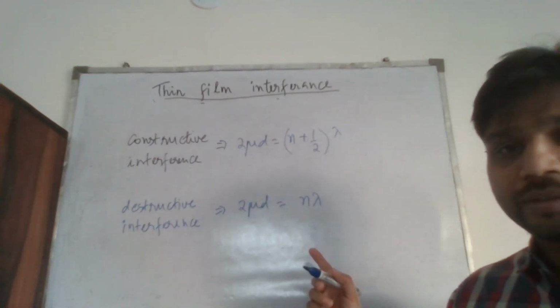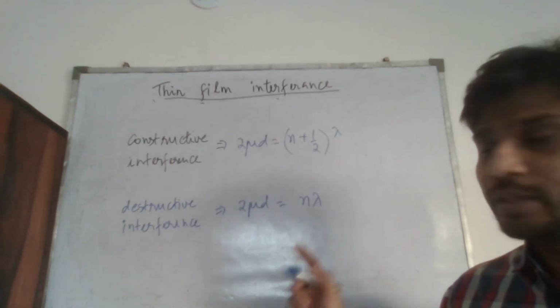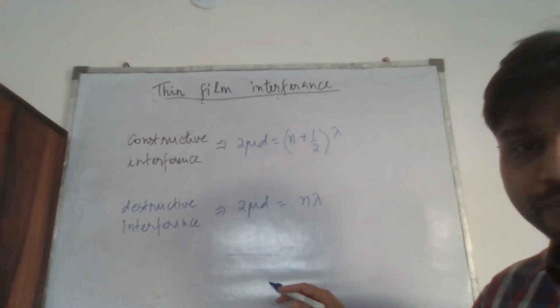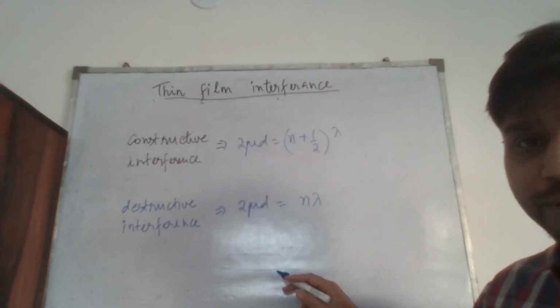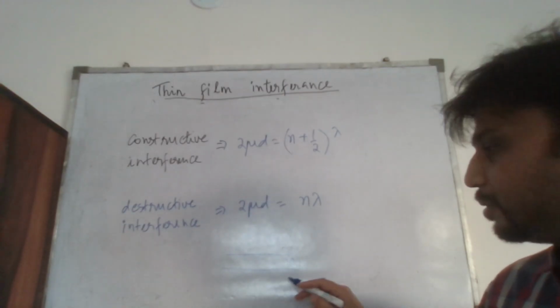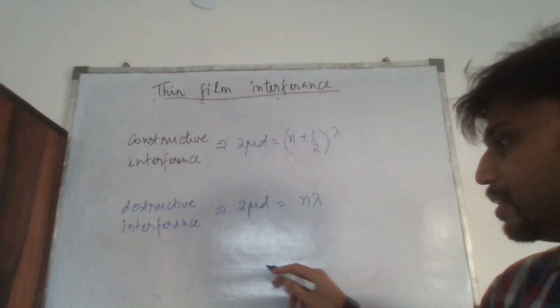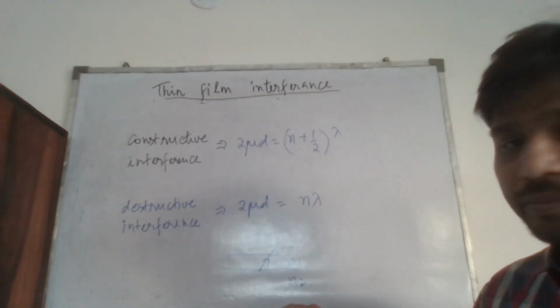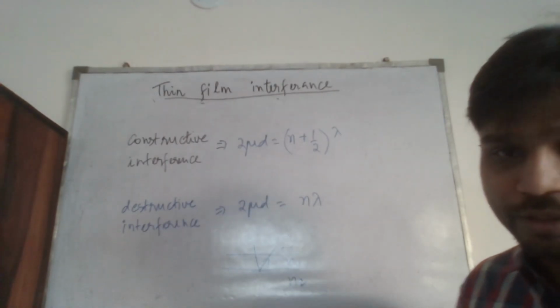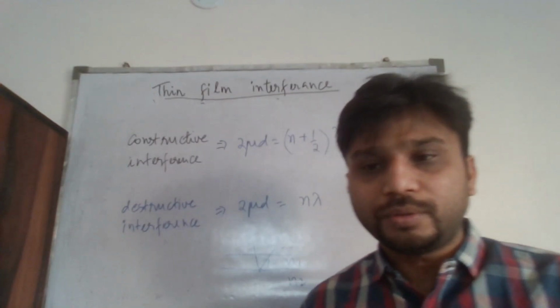This condition gets reversed if the medium beneath the sheet, or the refracting medium, is a denser one. If this is a denser medium, there is a phase change here as well. So the conditions can get reversed. So let's do a question on this.